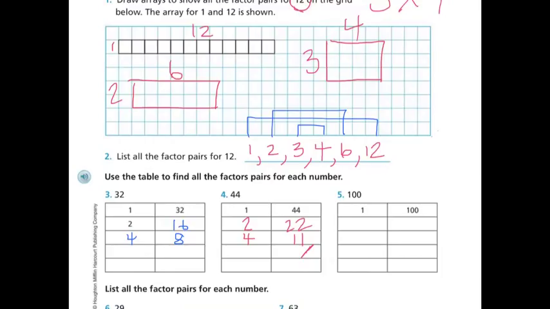With 100, I know 2 goes into 100 50 times. I know 4 goes into it 25 times. I know 5 goes into it 20 times. And 10 goes into it 10 times. So these numbers are all factor pairs for the number at the top.